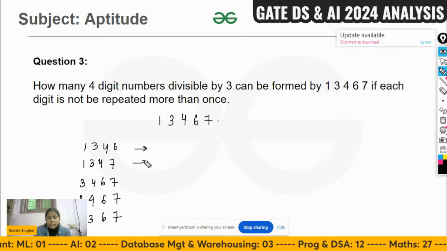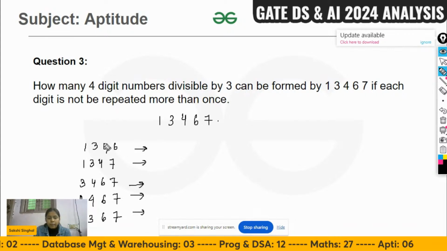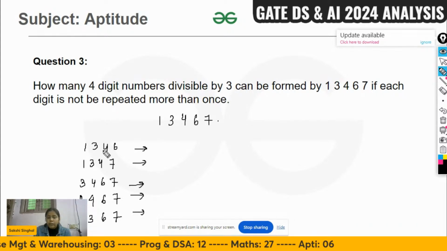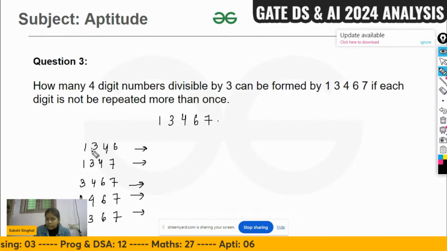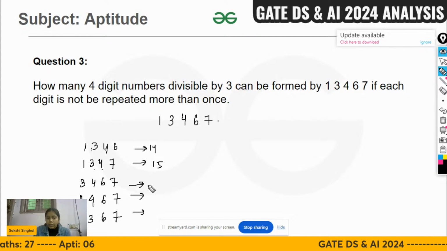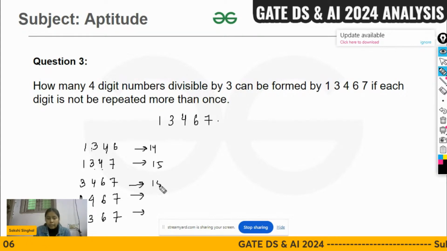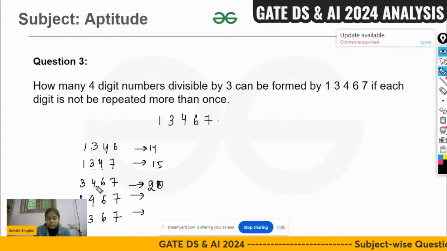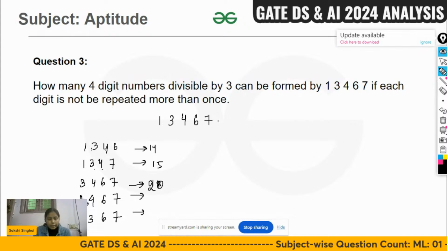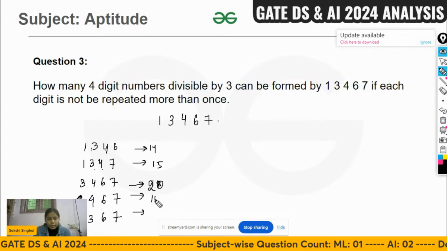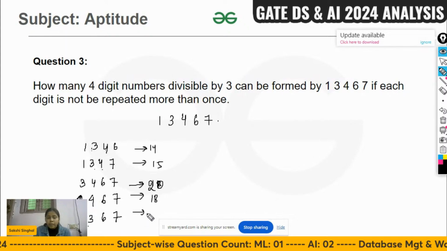So if you take the sum of these numbers, let's take a sum. 1, 3, 4, 6 would give me 14. And this would give me 15, and this would give me 18. Sorry, this would give me 20, right? And this would give me 18, and this would give me 17.